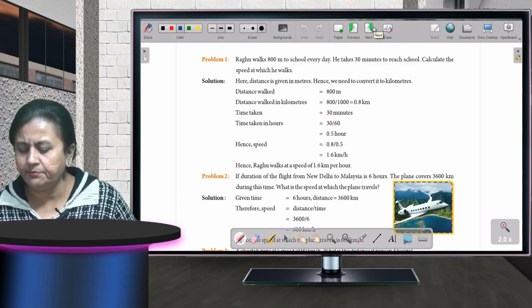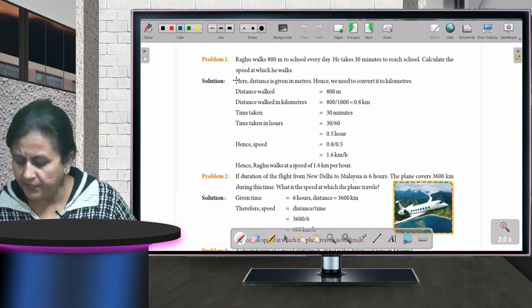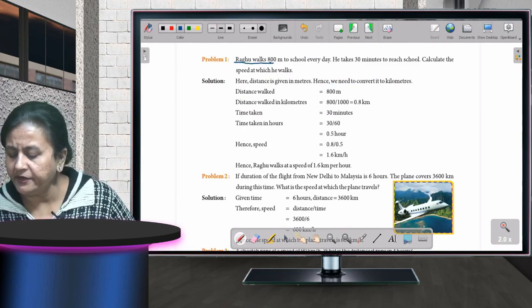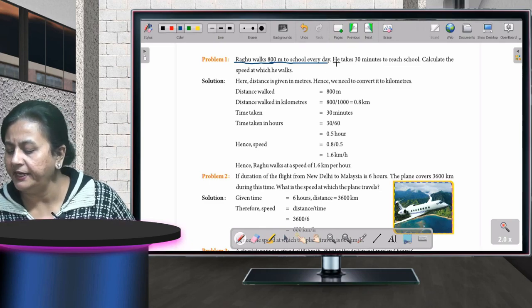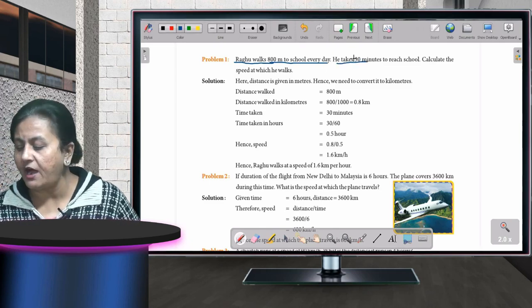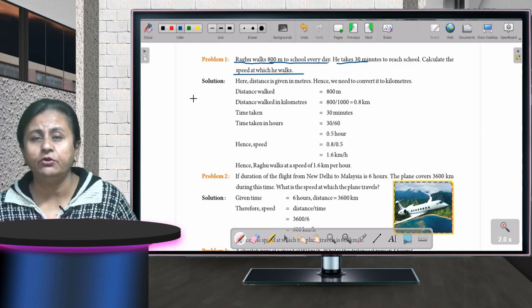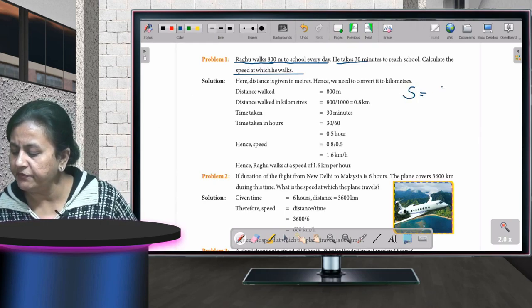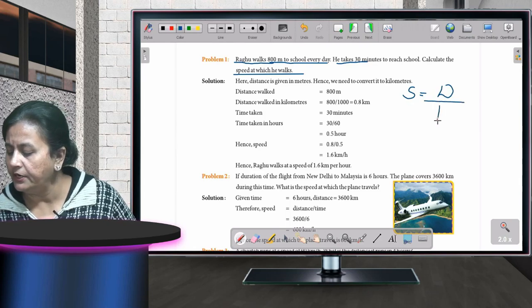Now, there are some practical problems. These are very simple. I'll explain only one. See, Raghu walks 800 meters to school every day, and he takes 30 minutes. You have to calculate his speed. So, what is the formula for finding speed? Speed is equal to distance traveled upon time taken.